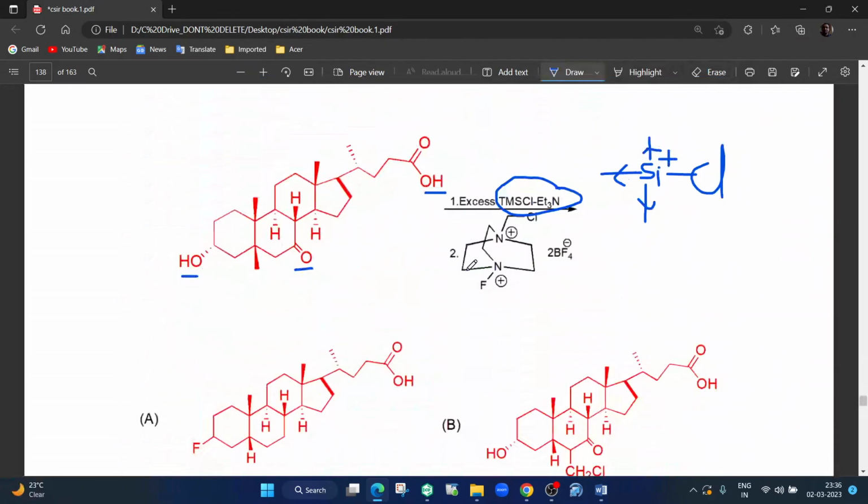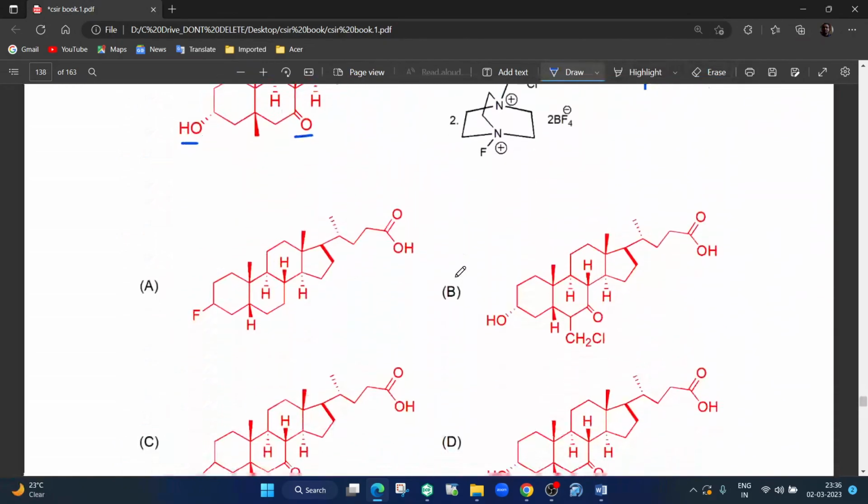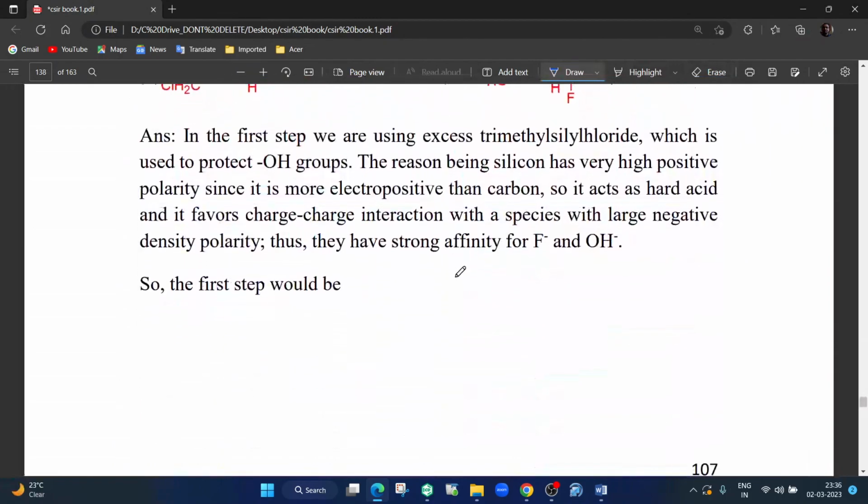All this OH will attack, and then we'll see what will happen in the next step. And then these are all the products we have to see. So once we know the answer, we no need to look at the options A, B, C or D. We will get the product, then we'll understand. Okay. So in the first step, they are using excess trimethylsilyl chloride. Oh, C is missing. I'll change it.